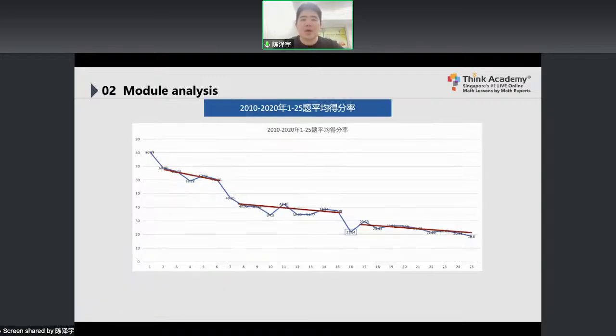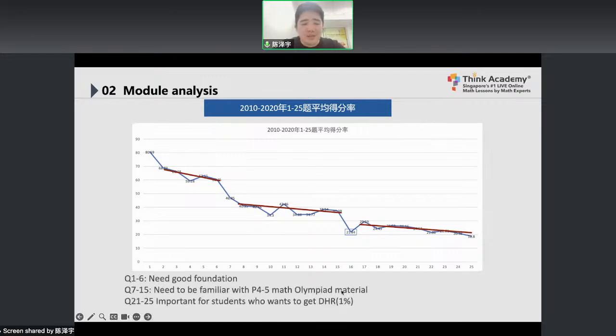Okay, so let's look at this table. You can see 3 stages. Question 1, the first stage, question 1 to question 6. All you need is a good foundation. And for question 7 to question 15, you need to be very familiar with P4 to P5 Math Olympiad contents. If you have learned the P4 to P5 Math Olympiad contents, then you can solve these 9 questions very easily. Okay?